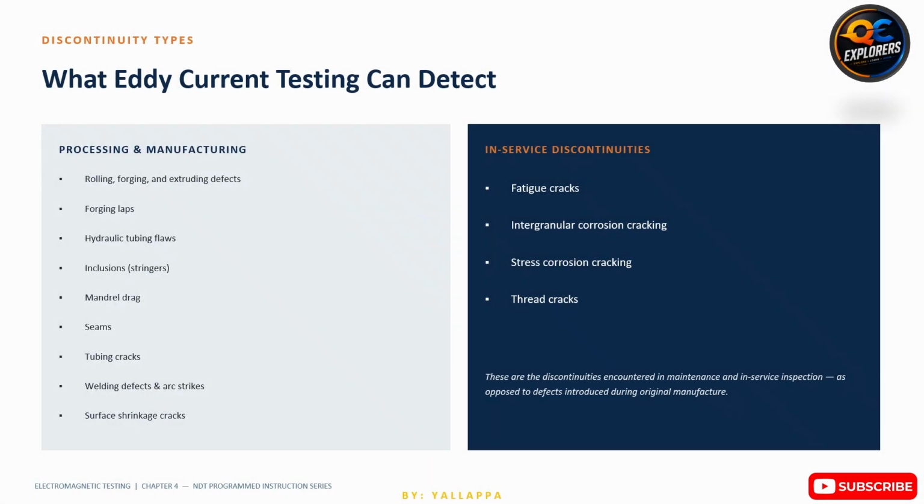One of the greatest strengths of eddy current testing is its ability to detect a wide variety of discontinuities throughout the entire life cycle of a component, from manufacturing through long-term service. This slide divides these discontinuities into two major categories: manufacturing defects and in-service discontinuities. Let's begin with manufacturing-related defects.